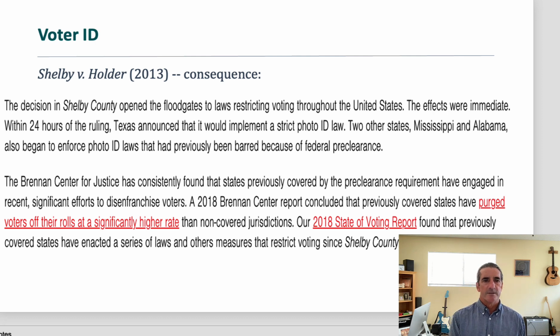This is from the Brennan Center for Justice. This is the article that you're seeing on the screen now. Within 24 hours of the ruling, Texas announced it would implement a strict voter ID law. Two other states, Mississippi and Alabama, also began to enforce voter ID laws that had previously been barred because of pre-clearance. The Brennan Center for Justice has consistently found that states previously covered by pre-clearance have engaged in recent significant efforts to disenfranchise voters. And here we go, the discussion about voter ID.